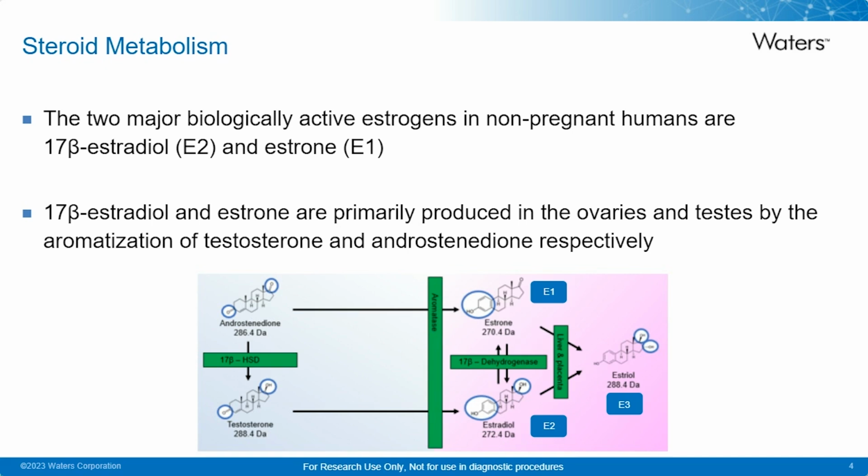And in pregnant women, both estradiol and estrone also can go on to produce estriol, or E3, in the placenta and liver. And the role of estriol is still not fully understood, but it is known to have a much lower affinity for the alpha and beta estrogen receptors compared to estradiol and estrone, and this makes it less biologically active.